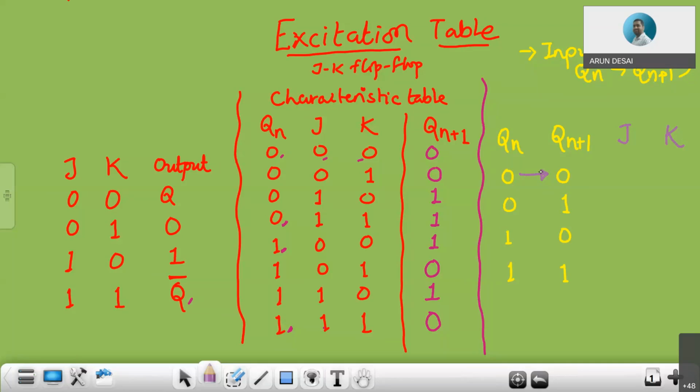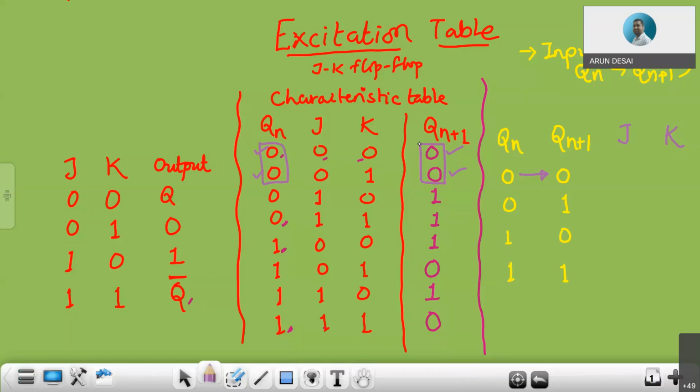So we need to find all possible combinations which are there in the characteristic table, right? So this is my current output, and this is my next output, which is 0. This is again a current output, and this is my next output, which is 0. So this is my combination wherein two outputs are there which are 0, 0, right? All others are different combinations, right?